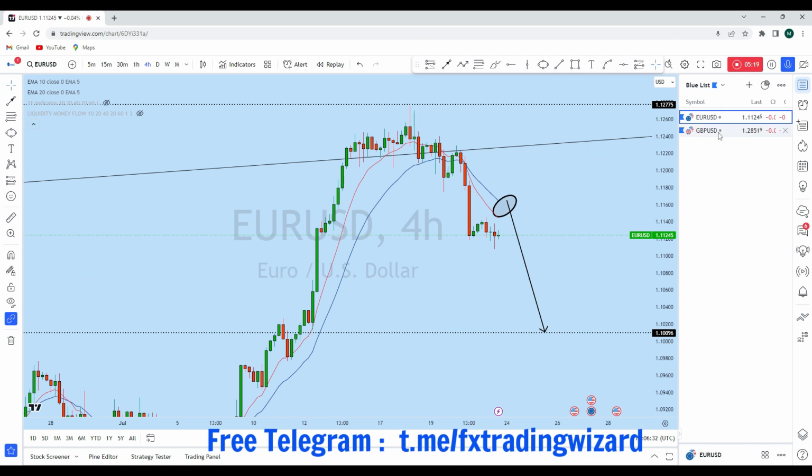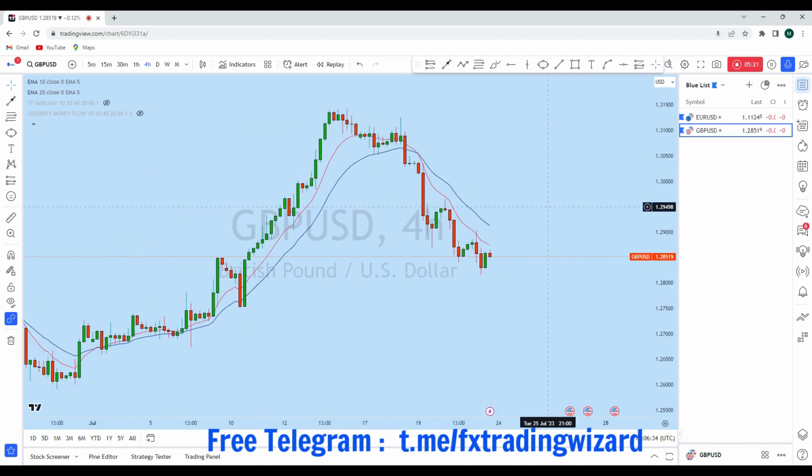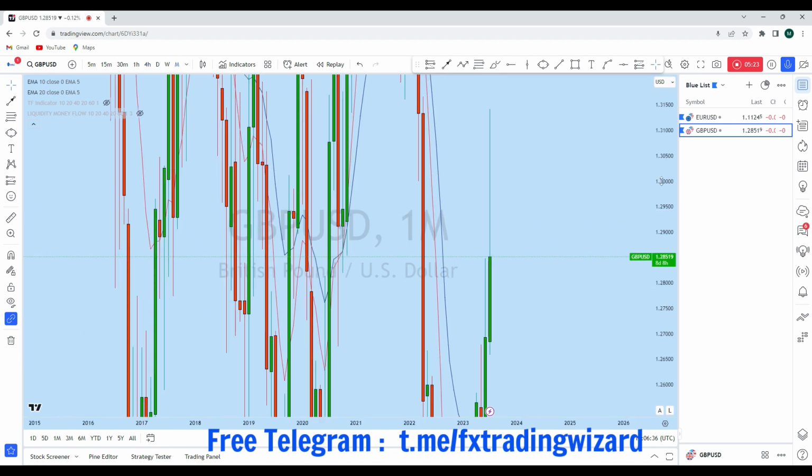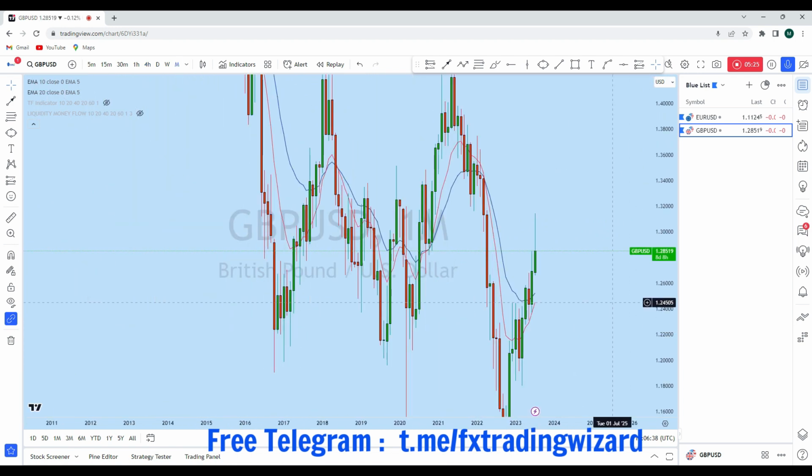Now let's look at GBPUSD. Now if we look at the monthly the same way, we see that both of these instruments are showing a strong rejection from this monthly resistance level.